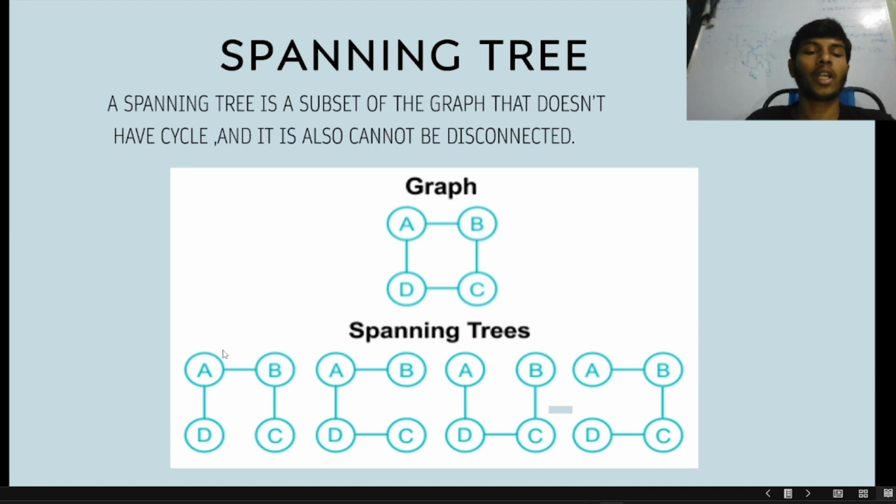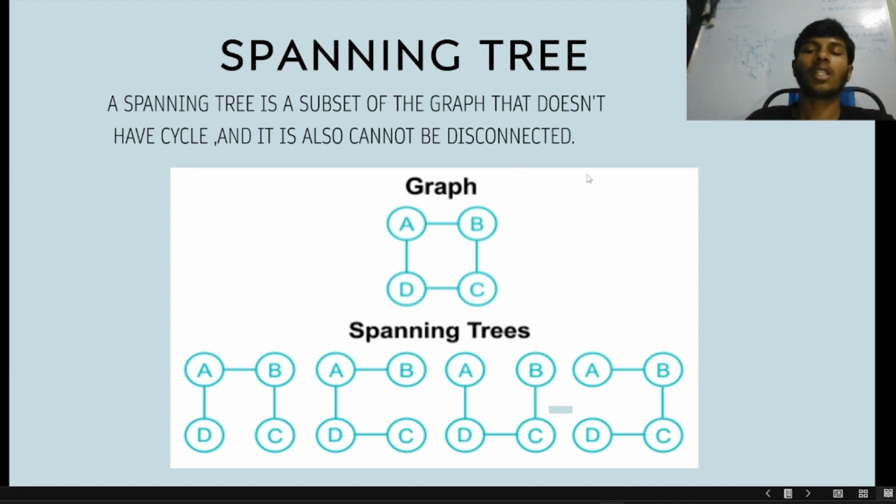A to D, A to B, A to B to C. So how many spanning trees can we form for this graph? Here we removed the edge between D and C, here we removed the edge between B and C, and here we removed the edges between A and B and A and D.